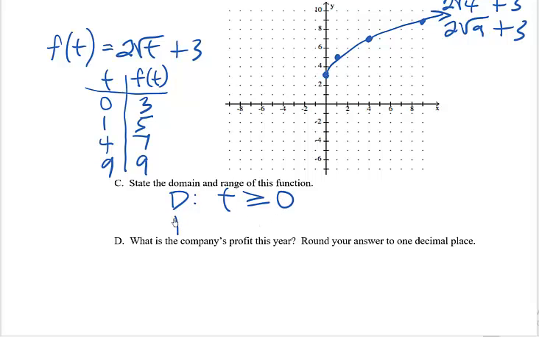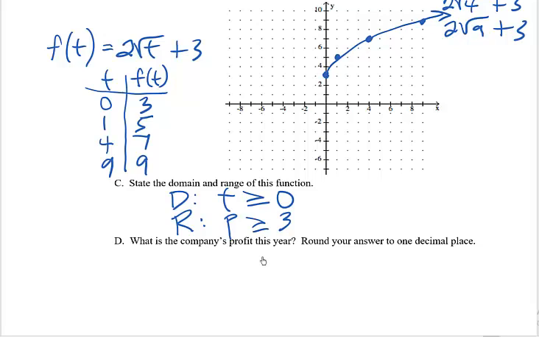And then the range, well, let's see, I just need to look at the lowest y value, the lowest p value, I guess, so to speak, is clearly 3. There's nothing below 3. So it looks like I only have p's that are bigger than or equal to 3 on this graph. There would be the range.